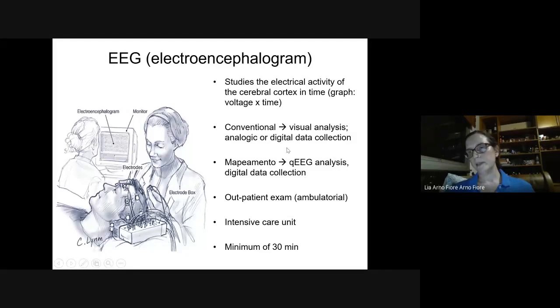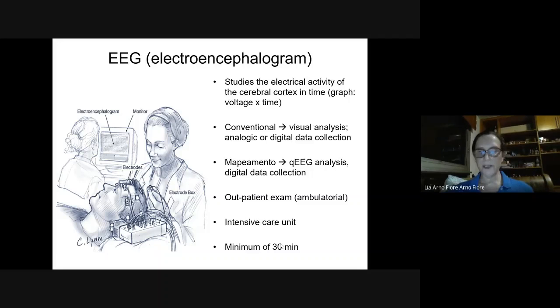What else is good about the electroencephalogram? It can be an outpatient exam. You come in, you do the exam in 2 hours. You can take it to an intensive care unit, but remember that there is a minimum time of at least 30 minutes. So by the time you put all the electrodes, you do the 30 minutes, you take out the electrodes, 2 hours have gone by.